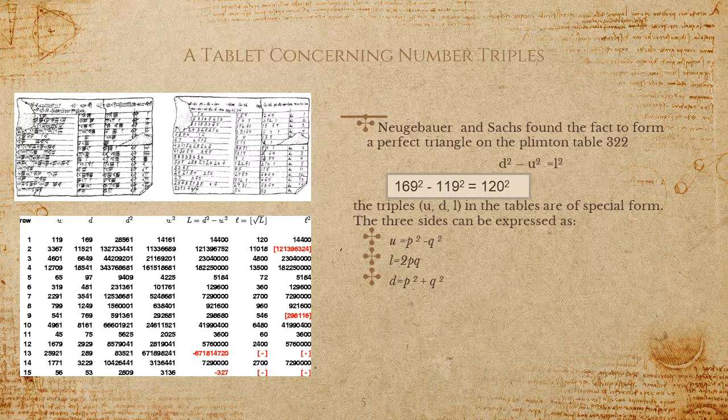Triples in the table are of special form. The sides can be expressed as S equals P squared minus Q squared, L equals 2 times P times Q, and D equals P squared plus Q squared. This is the table.